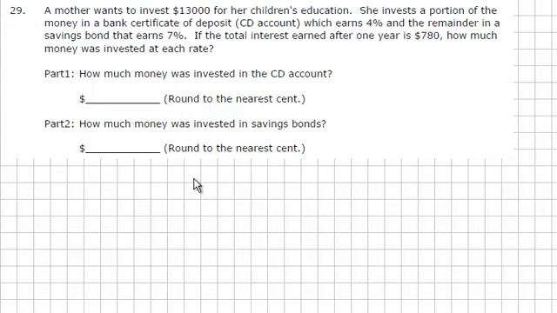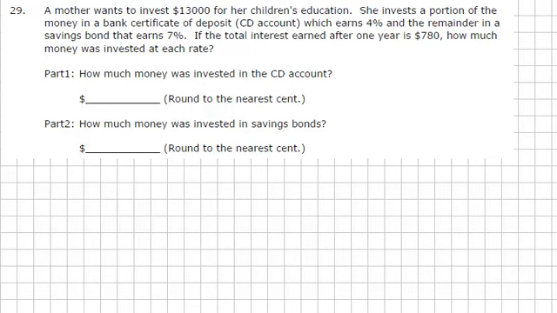A mother wants to invest $13,000 for her children's education. She invests a portion of the money in a bank certificate of deposit which earns 4% and the remainder in a savings bond that earns 7%. If the total interest earned after 1 year is $780, how much money was invested at each rate?